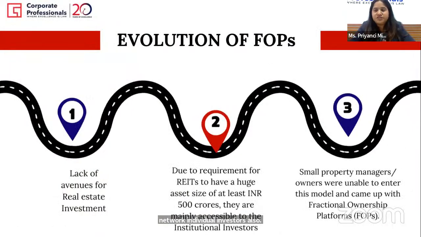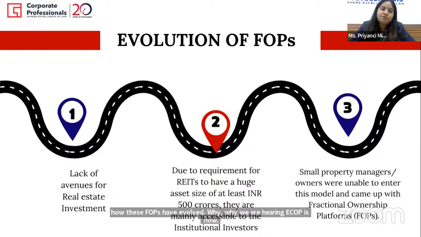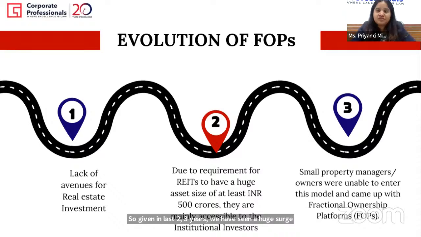So how have these FOPs evolved? Why are we hearing about FOPs now? In the last 2-3 years, we have seen a huge surge in FOPs, majorly because of three reasons. First is the lack of avenues for real estate investment in India. Although REITs were established back in 2014, only 4 REITs have got listed till now in the span of 10 years. So for individual investors, there still remains a lack of avenues for real estate investment in India.